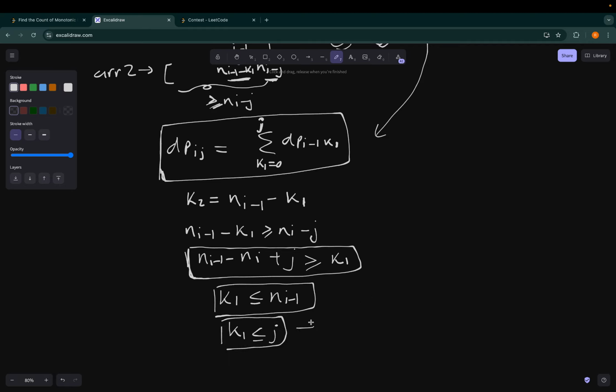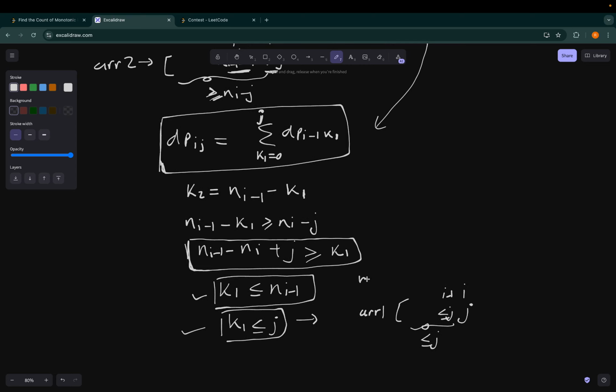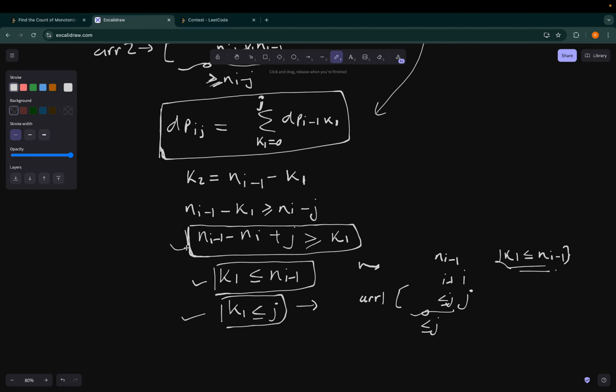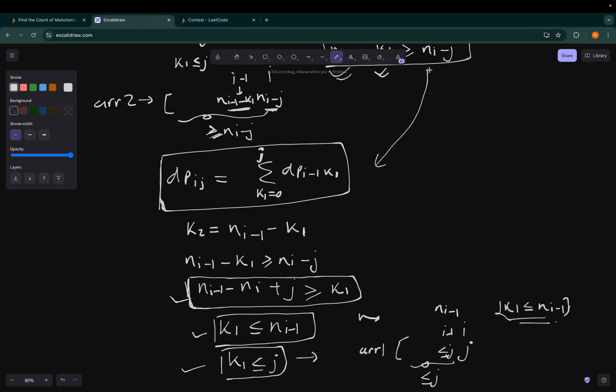Okay, this is coming from here. So at i you put j, this is your array 1. At i minus 1 you can only put a number which is less than or equal to j, right? This comes from the fact that since your nums has nums of i minus 1 over here, your k1 can at max be nums of i minus 1. And this condition comes from this fact here that we just proved in problem number 3.